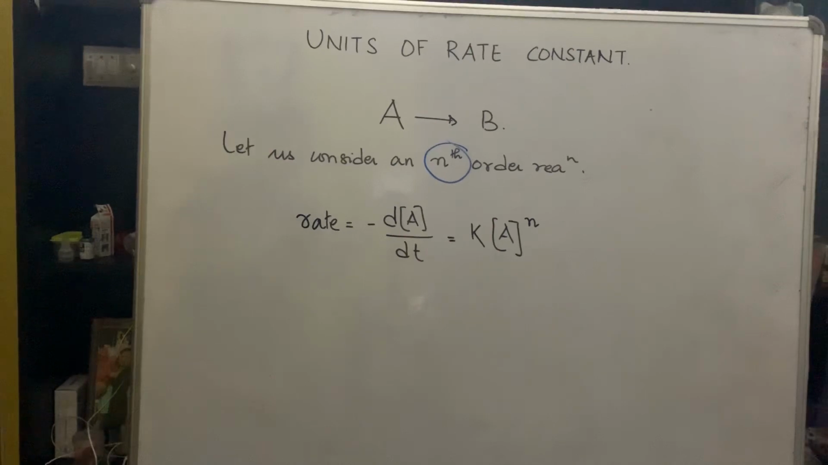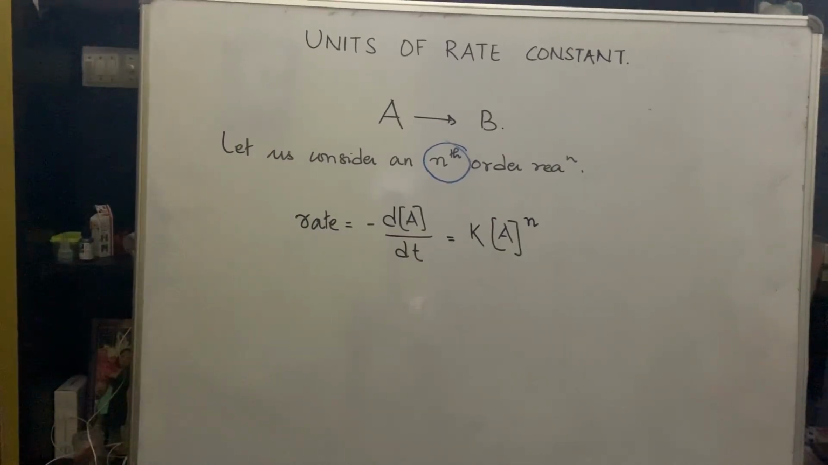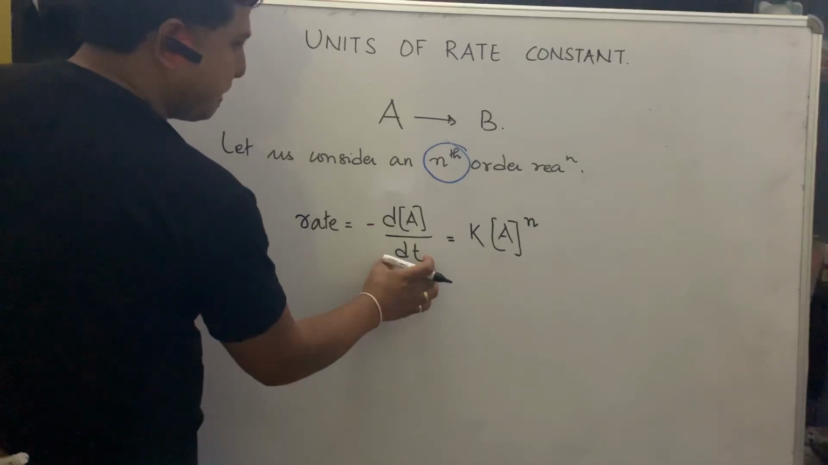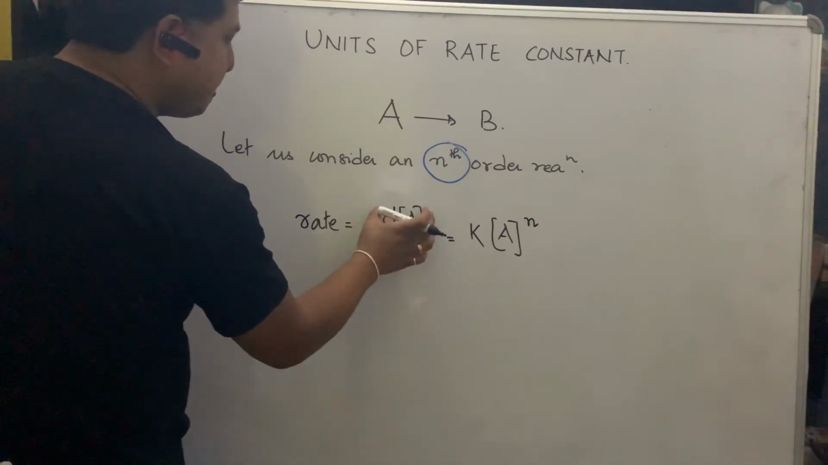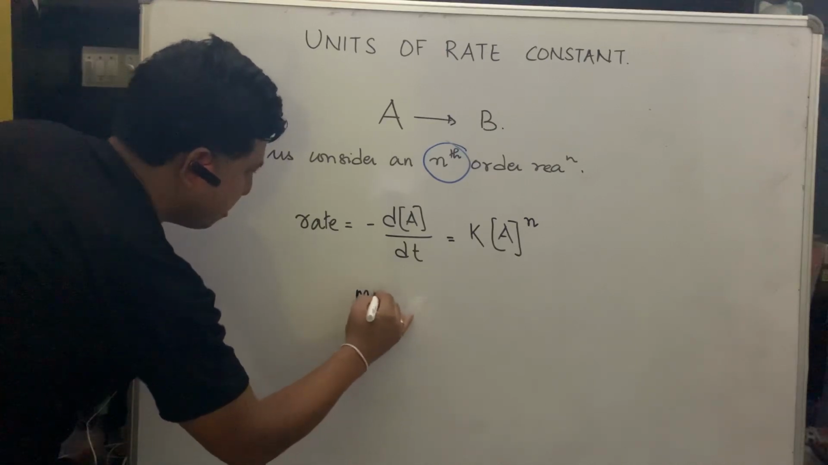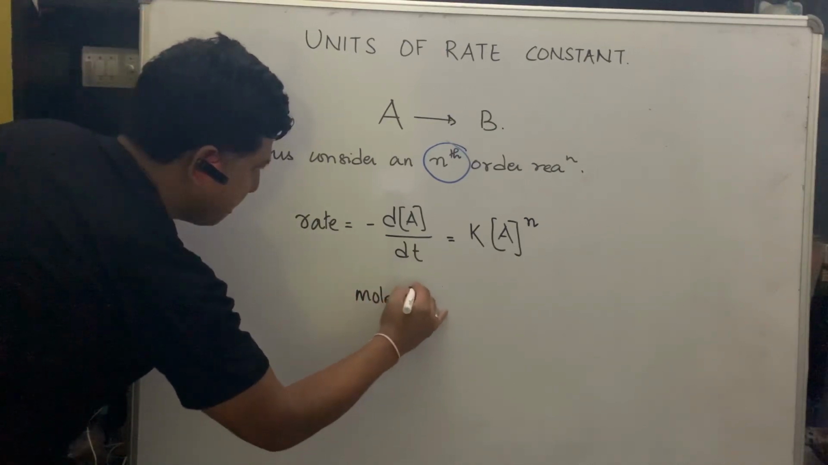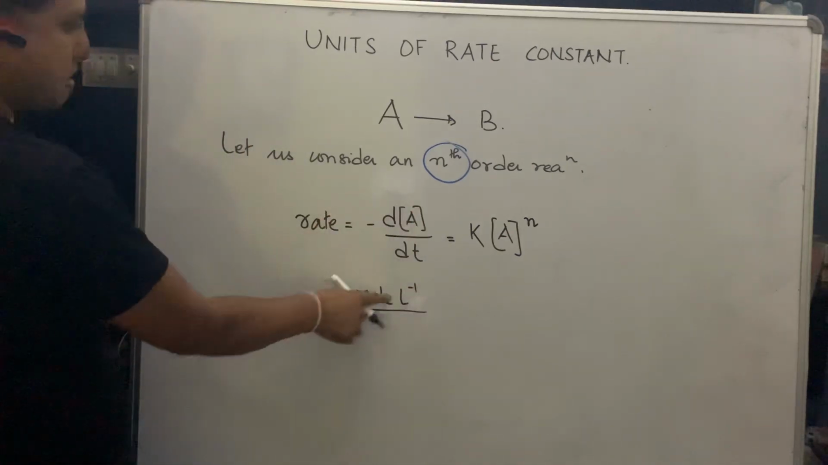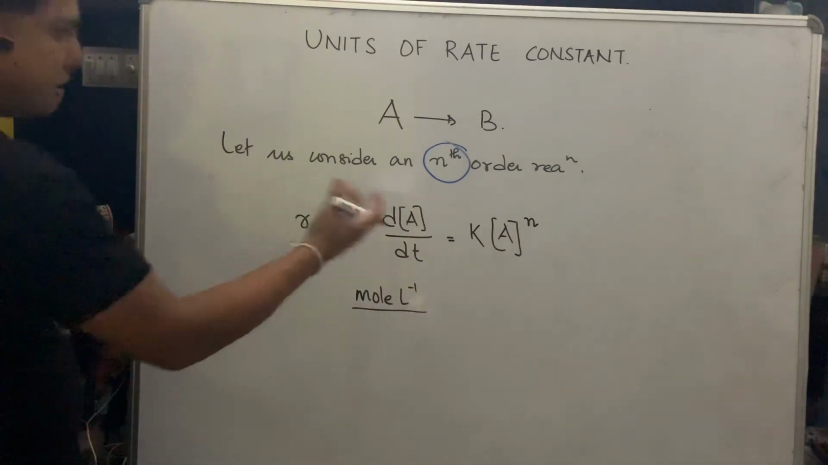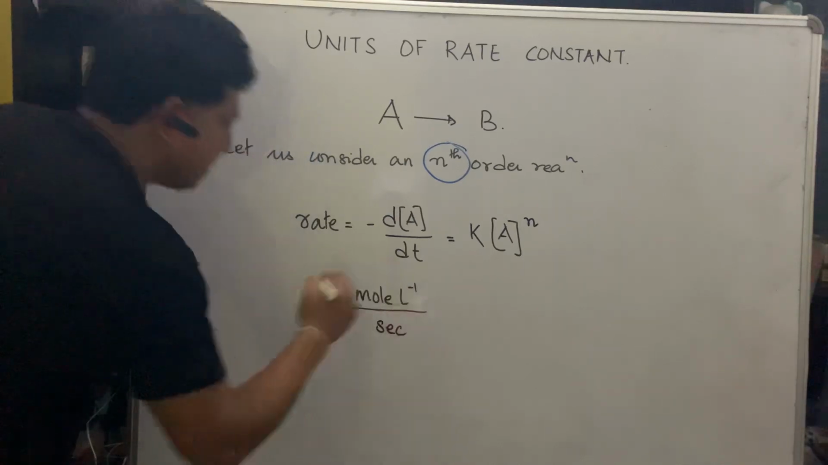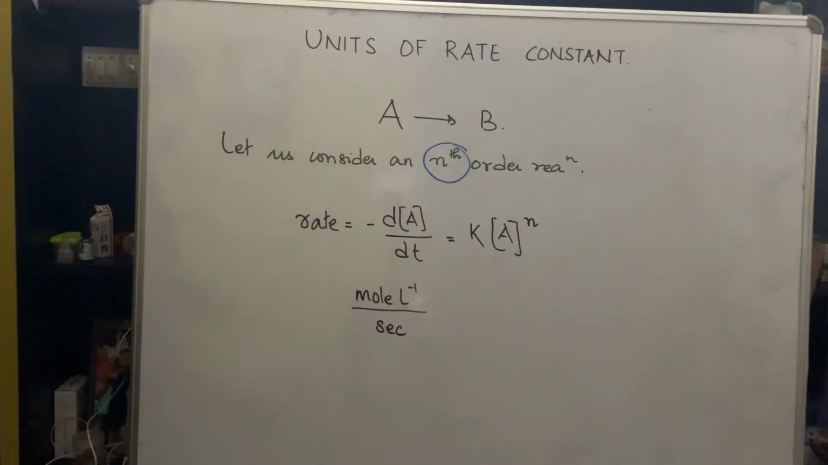This is the change in concentration, and this is the time taken for the change. What is the unit of concentration? The unit of concentration is mole per liter. I'm writing the unit of change of concentration, mole per liter. What is the unit of time? The unit of time is second.